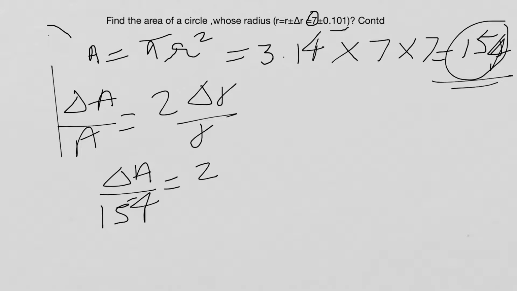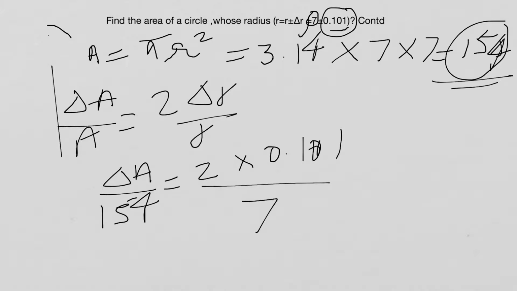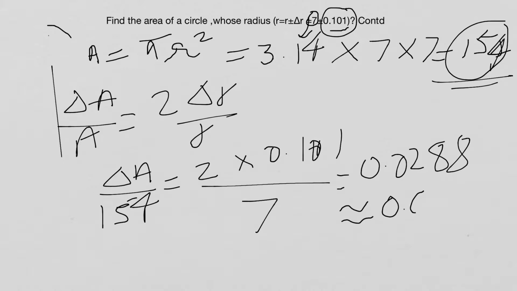So delta r is this, delta r, into 0.101, upon the radius. The radius is 7, so r means 7. So we have done that. Now we will solve this and find out. This is coming to 0.0288, but we will take 3 significant figures, so it will be equivalent to 0.03. So this is 0.03.